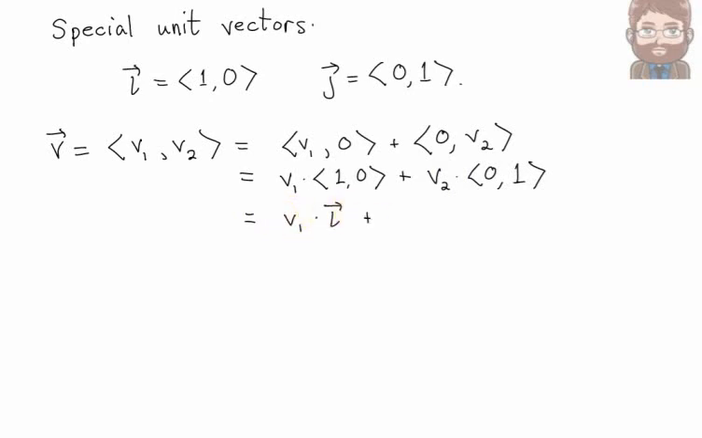So you can write a vector in component form, where you just list the components, or you could write it in terms of the unit vectors i and j. Occasionally, this notation will also be useful.